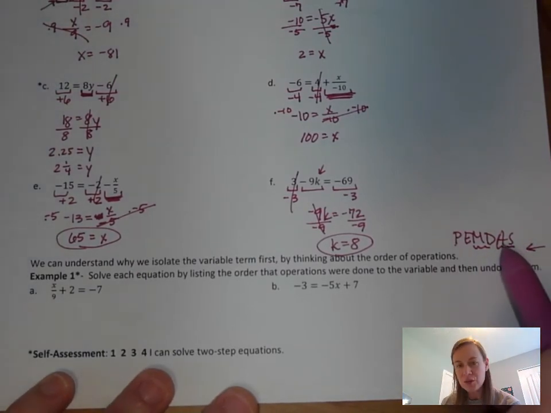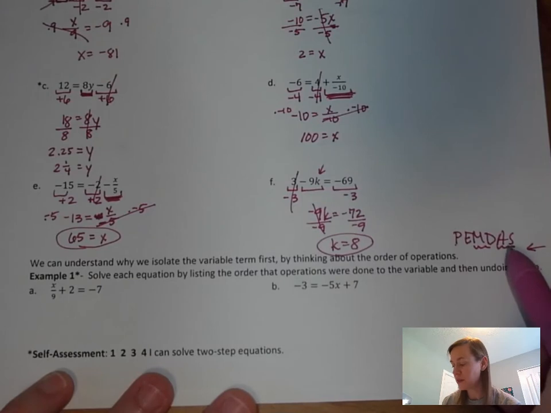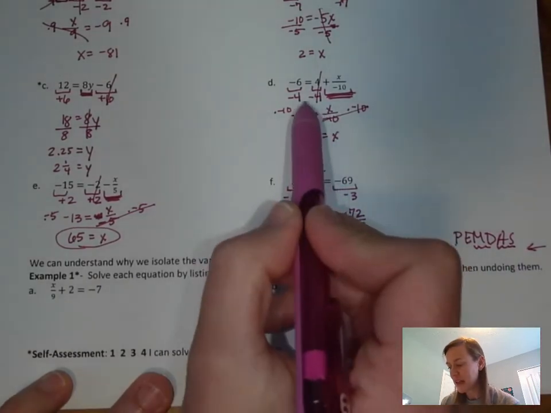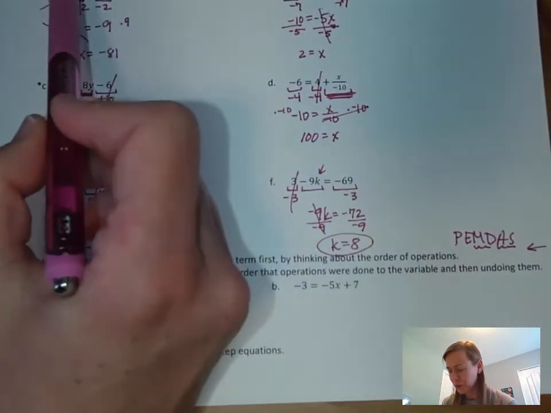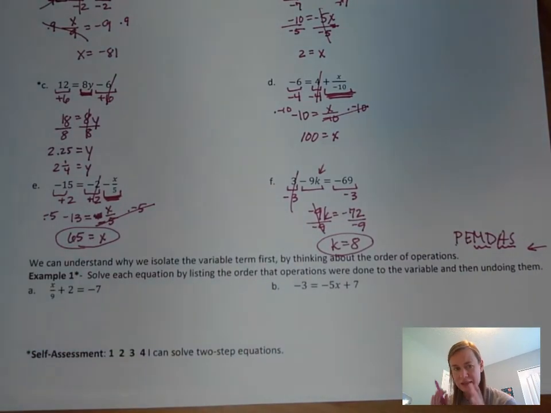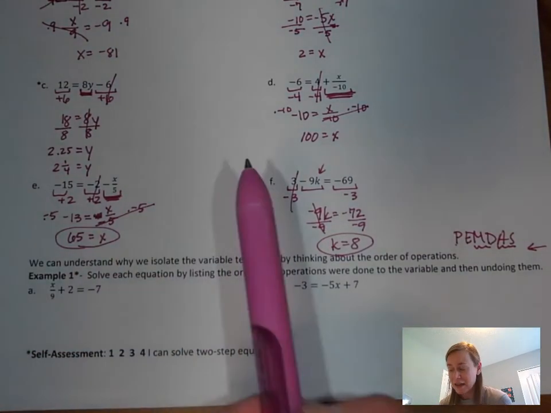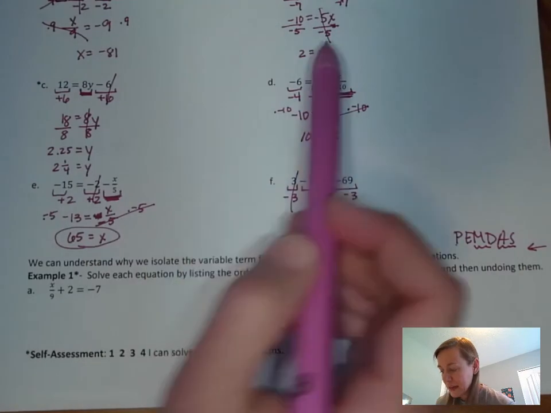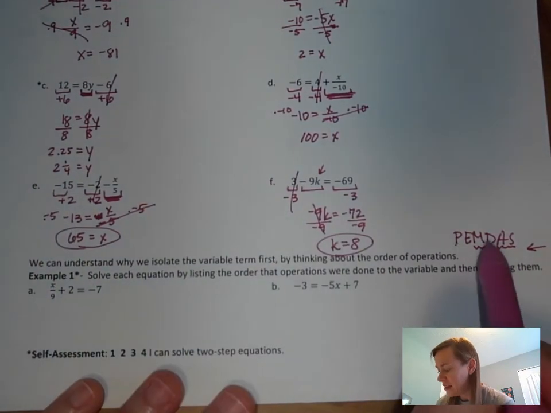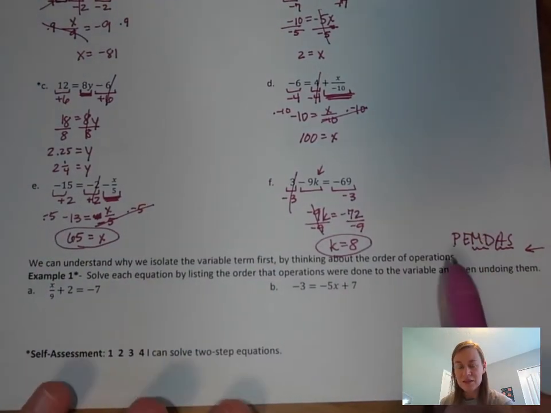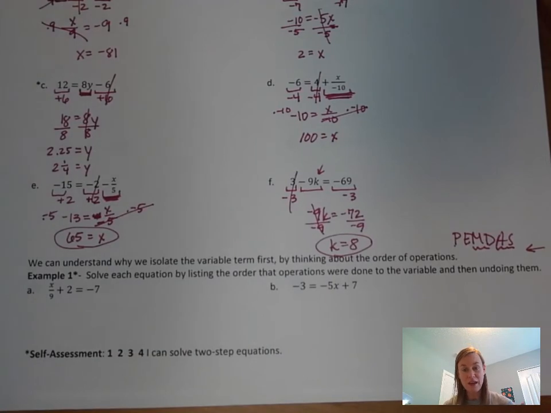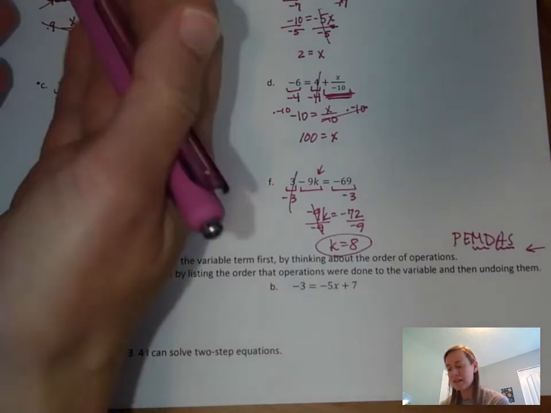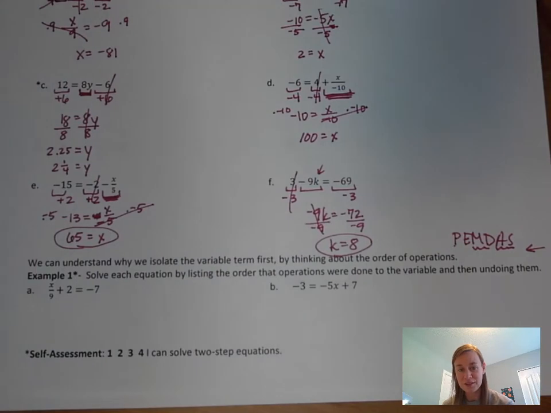So we're going to undo any addition and subtraction first, which is what we did in each of these cases. Every time when we found the variable term and isolated it first, that resulted in us doing the adding and subtracting first, and then the multiplying and dividing second. So if you'd rather think of it that way, you can, or you can just think of it as getting the variable term by itself first.